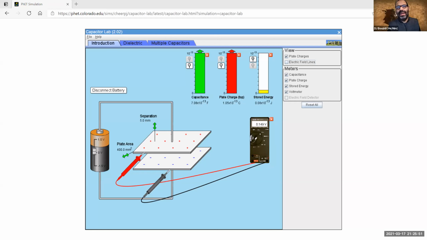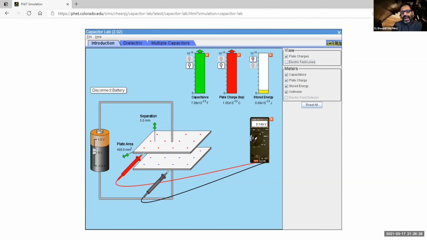So I have V, I have C, I have the energy stored, and I need the electric field. It does not give me a way of finding the electric field directly. But it's simply equal to E is voltage, which is 0.149, divided by that distance of 5 millimeter. So that's how much electric field you have right now.